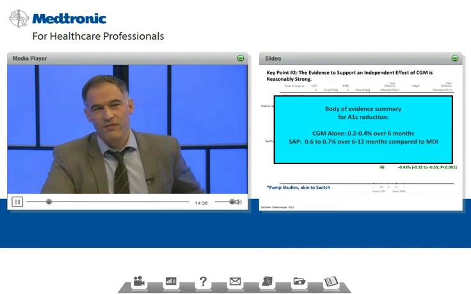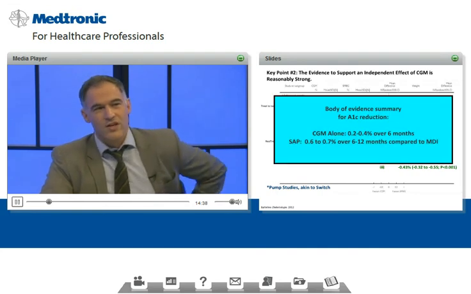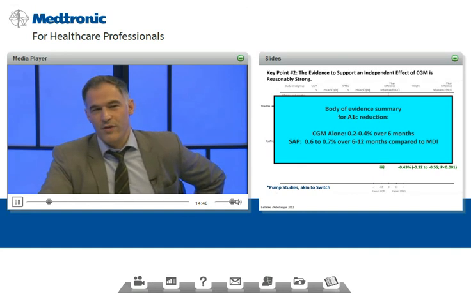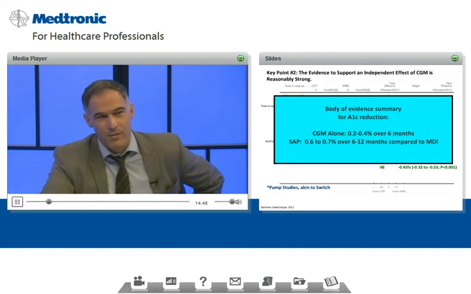So our body of evidence so far for A1C reduction, CGM alone from the evidence is responsible for 0.2 to 0.4% of an A1C improvement over 6 months. And the sensor augmented pump compared to MDI is responsible for more.